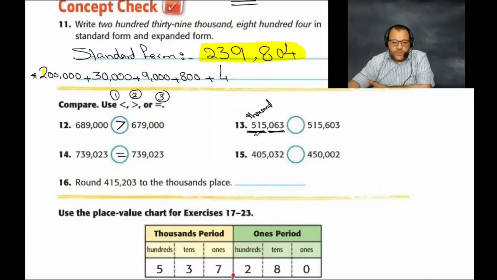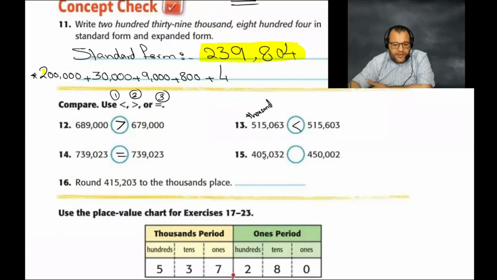63. Okay, so this number is called 515,063. Now the other number: is it smaller than, greater than, or equal? The second number, the other one, is less than. So which sign do I have to put? Number one, number two, number three. Number two, okay, thanks.